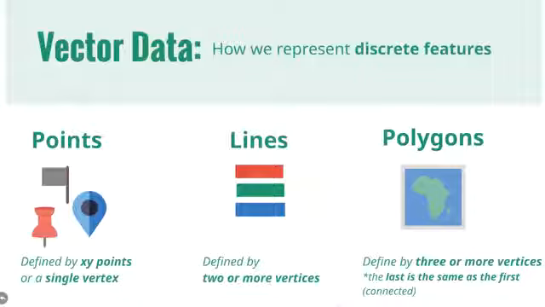Similarly, a line is simply defined by two or more vertices. So if we wanted to start a line in one location and end it at another and have that represent a freeway, all we need to know are those two coordinate pairs. Similarly, we can circumscribe an area as a polygon if we have three or more vertices or sets of coordinates, with the last coordinate being the same as the first to close the circle, so to speak. The vector data model is typically used to represent discrete features on the surface of the Earth within GIS.